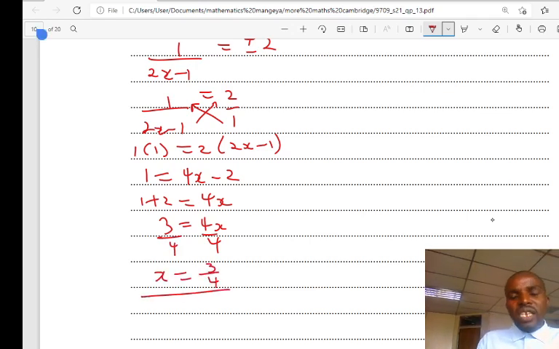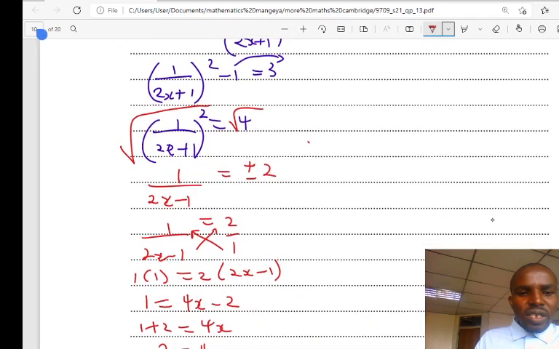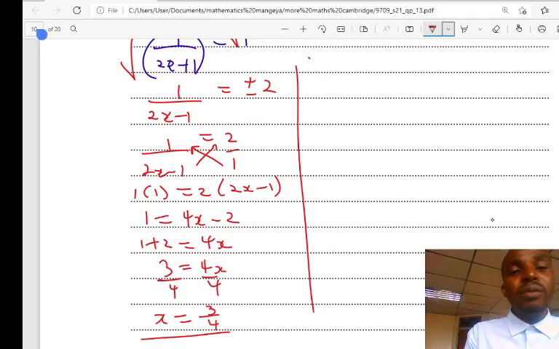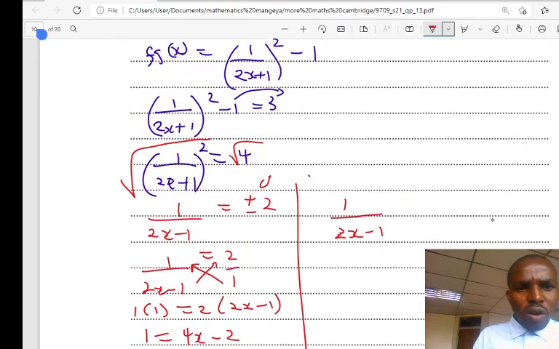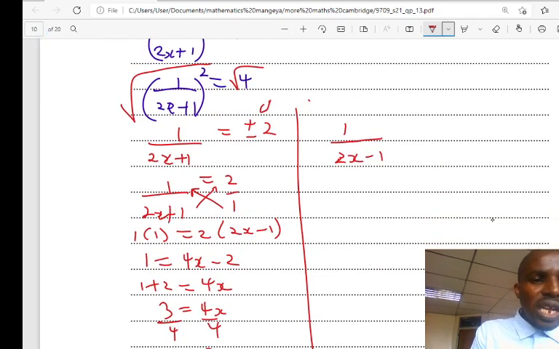That's the first part. Then the other one is when we take minus 2 here. We can say 1 over 2x. It was 2x plus 1, not 2x minus 1. Wow, serious one. So this one was a plus, not a minus. This one was supposed to be a minus here.